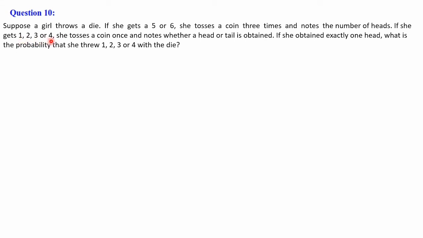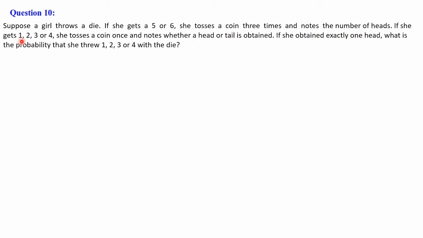If she gets 1, 2, 3 or 4, she tosses a coin once and notes whether a head or tail is obtained. Here she is tossing a coin once. Previously she was tossing a coin 3 times and there she is noting down the number of heads. Here she is tossing a coin only once and noting down whether a head or tail is obtained. If she obtained exactly 1 head, what is the probability that she threw 1, 2, 3 or 4 with the die? In the first case, whether she is getting 5 or 6, she will toss a coin. There also she will get heads.